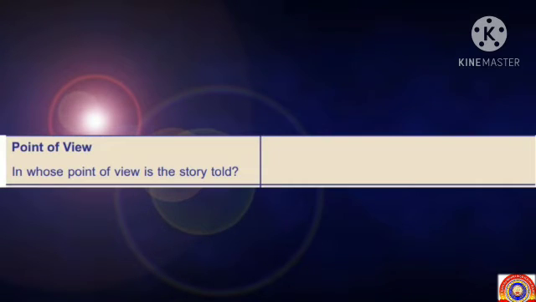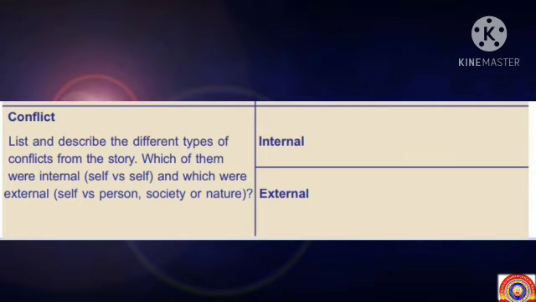Next one, point of view. In whose point of view is the story told? In the boy's point of view. Last one, conflict. List and describe the different types of conflicts from the story. Which of them were internal and which were external? Students, internal conflict means self versus self, and external conflict means self versus person, society, or nature.